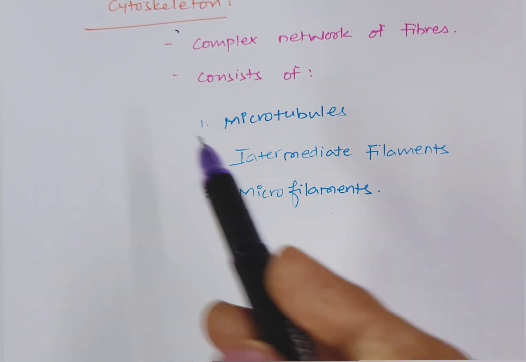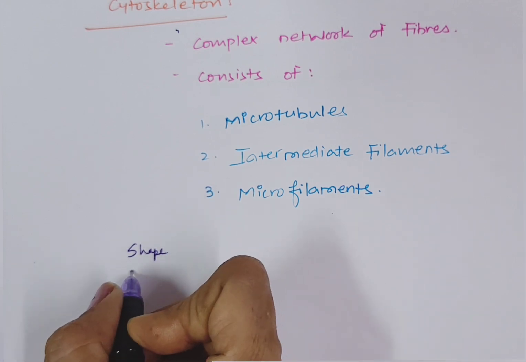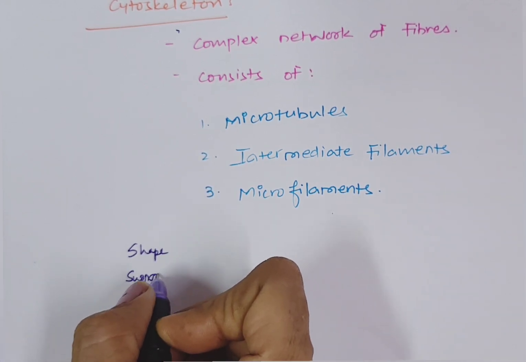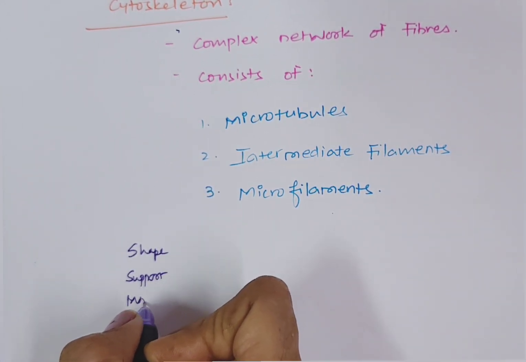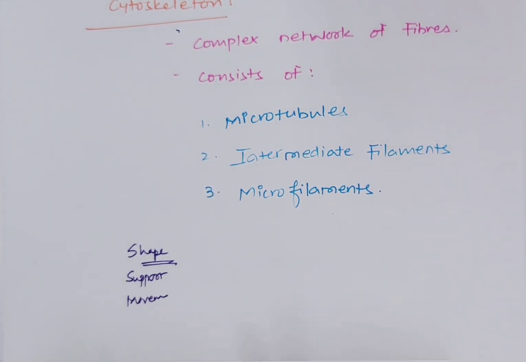Their major functions are that they provide shape to the cell, they give support to the cell, and they are also important for movement. Like if we don't have bones, we don't have shape. In the same way, cells also have shape because of the cytoskeleton.